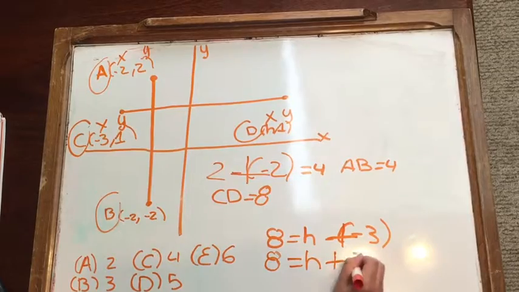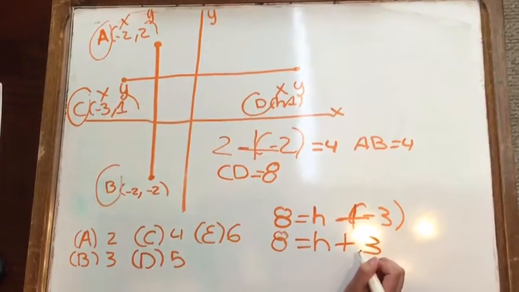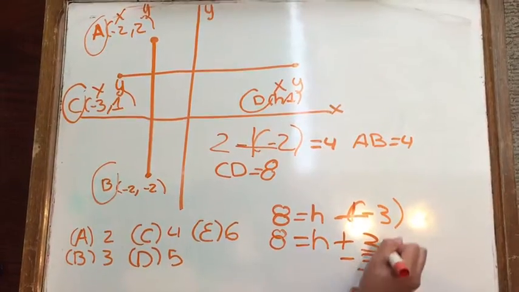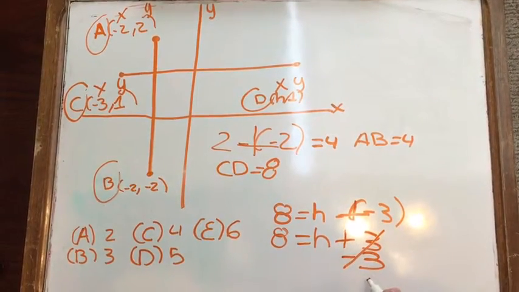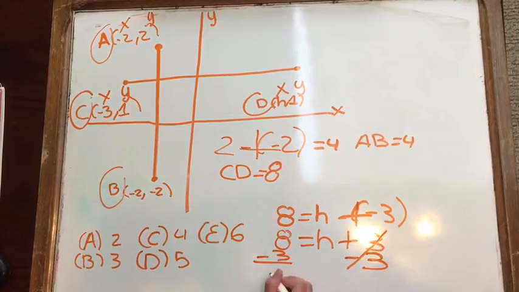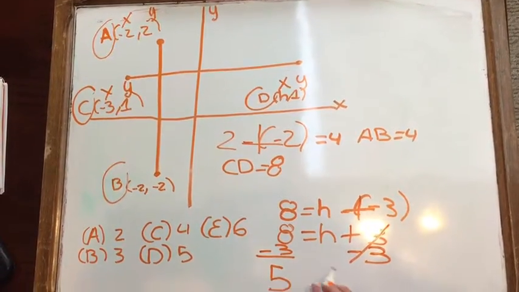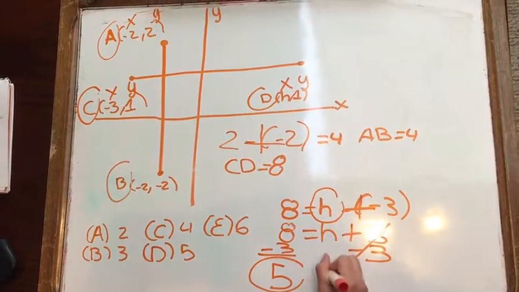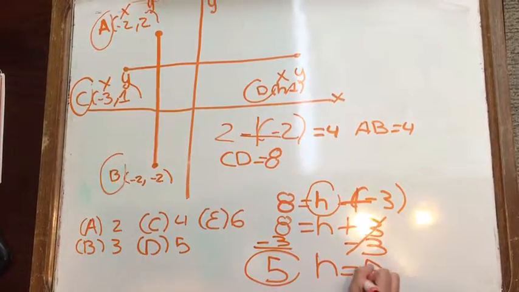plus 3. We need to get rid of the 3, so we subtract. We cancel 3. Then 8 minus 3 equals 5. So we are left with H, and we know that H equals 5.